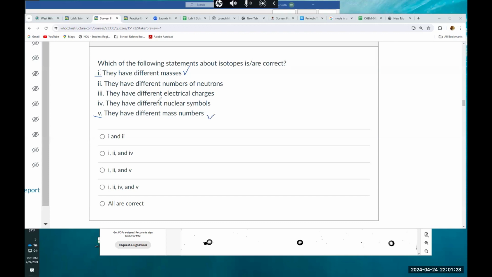Okay. Do isotopes differ in electrical charges? So if I have carbon-13 and carbon-12, are they different in charges? No, they're not. So we know that one is wrong. So then it's 1, 2, 2, 4, and 4, 5.